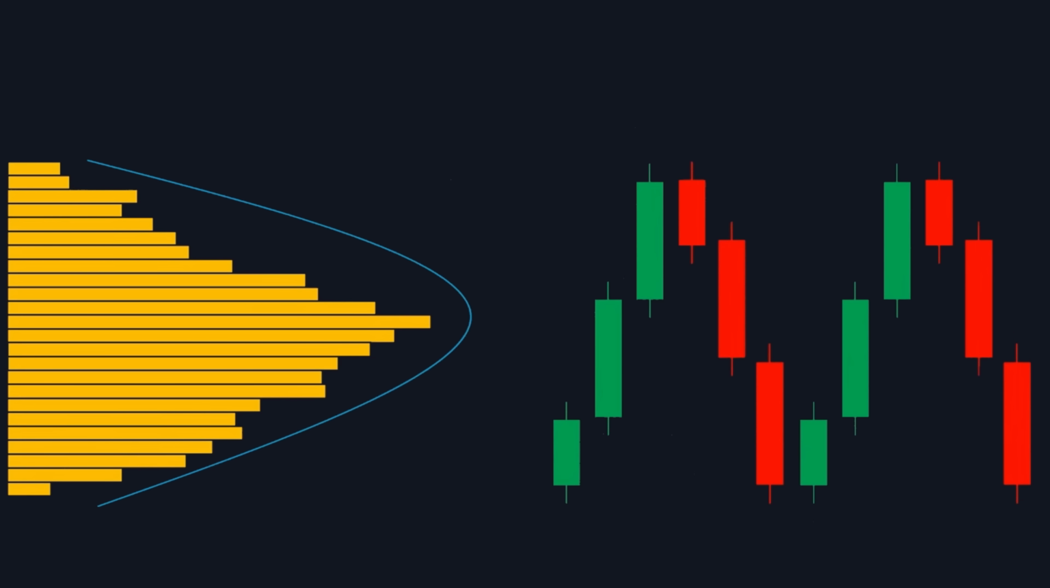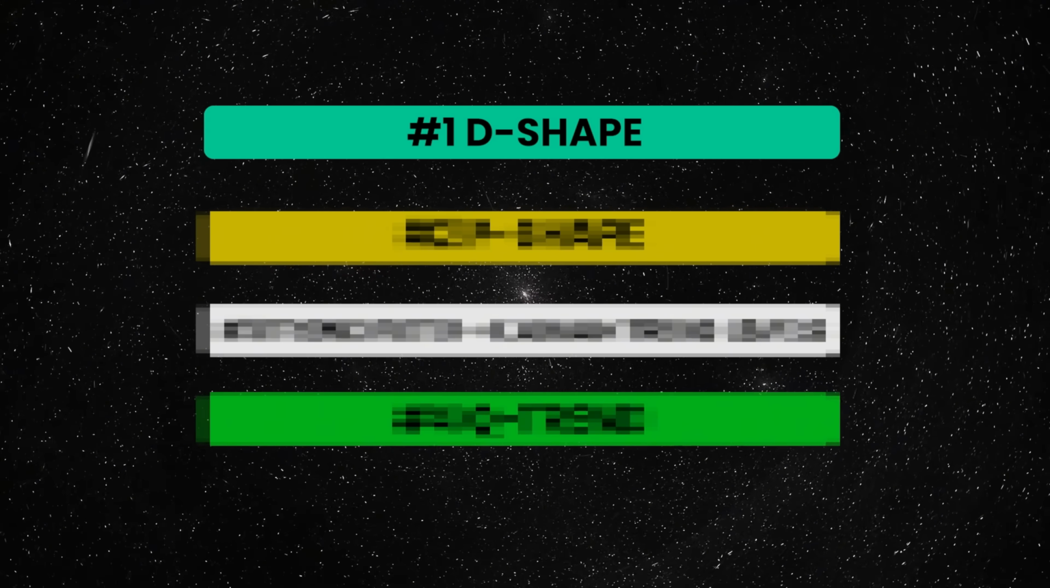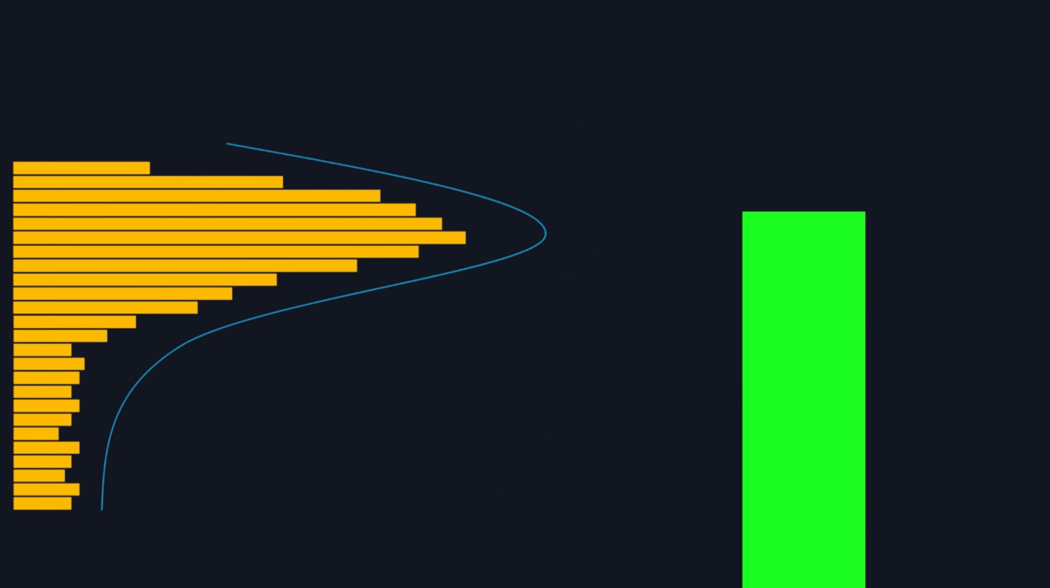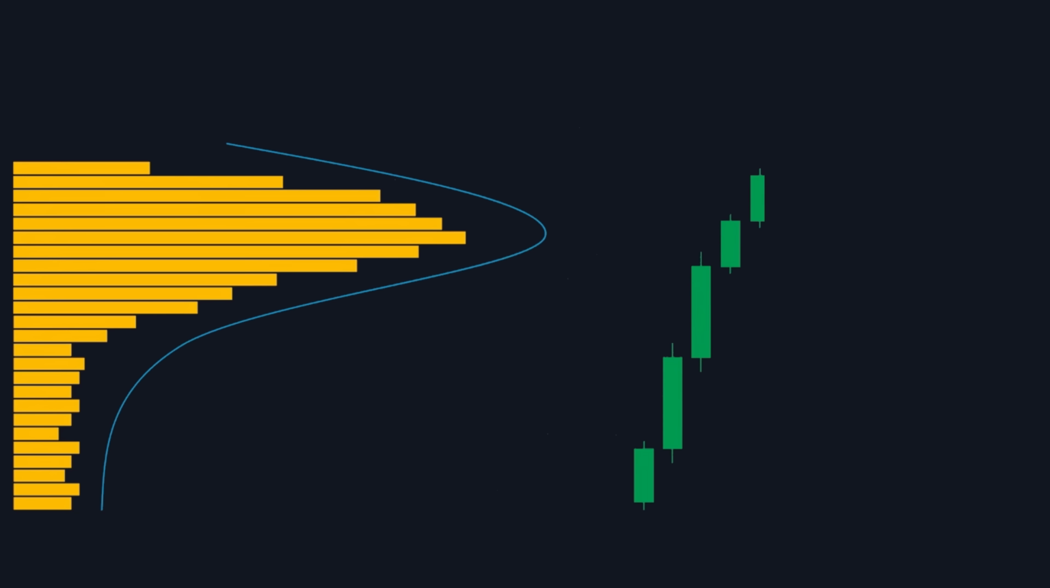Simple rotation, nothing fancy. The second shape is the P shape. Heavy volume at the top, thin tail below. This is a bullish profile. Either the market's been in a strong uptrend, or it just rejected lower prices hard and buyers stepped in with conviction. So you wait for a pullback to the POC or that little low-level bump in the tail and you go long. The market wants higher.